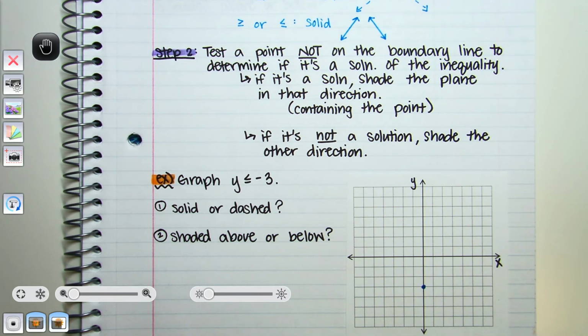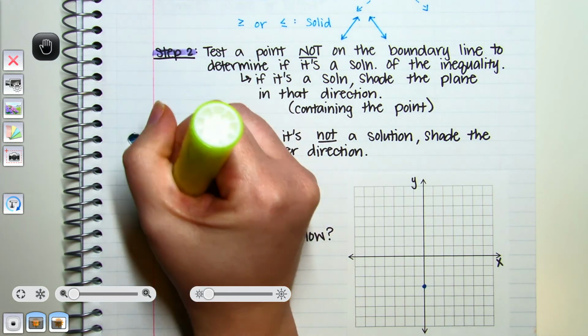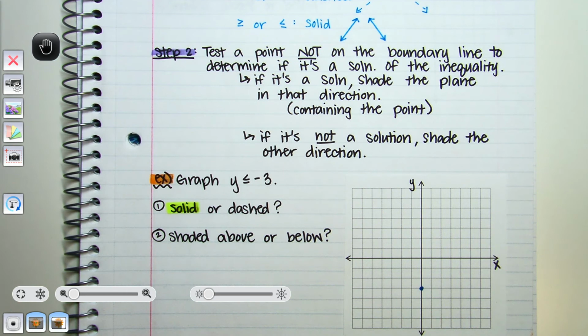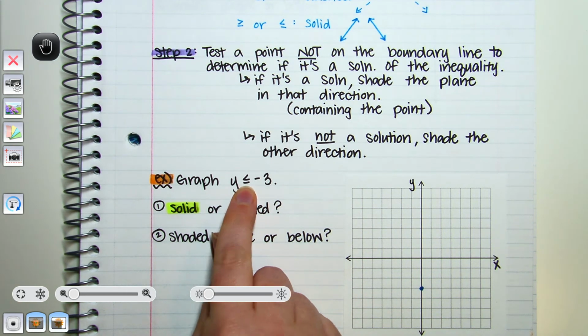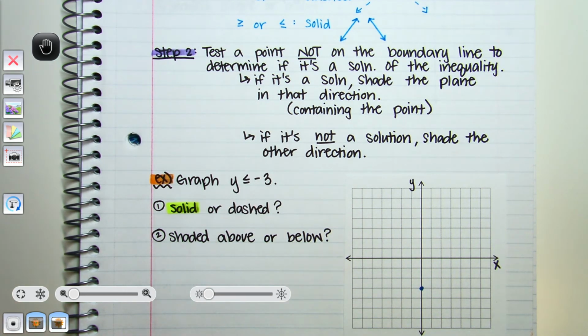But before I actually draw this line, I need to determine, is it solid or dashed? What do you think? Good, you should have said that this is going to be a solid line because it has the or equal to. So let's go ahead and draw a line.